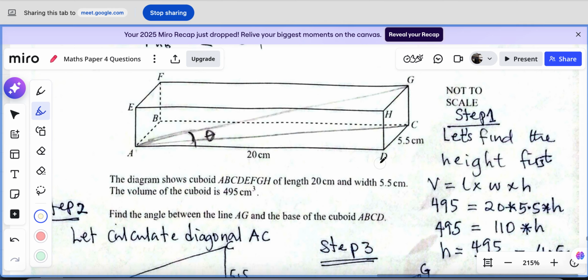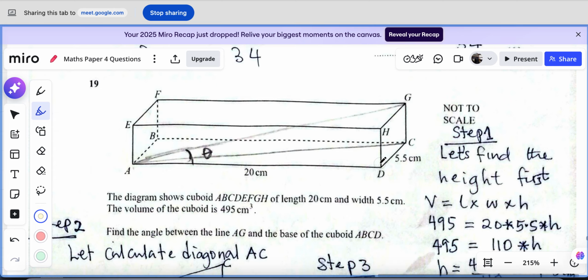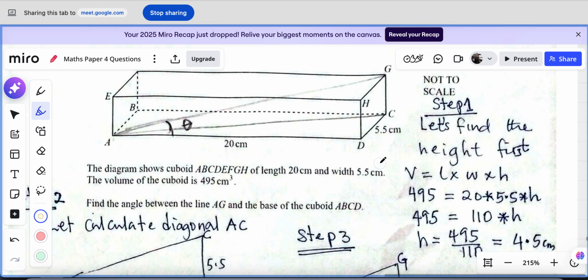Here we've laid down some steps. It says the diagram shows cuboid ABCDEFGH, of length 20 centimeters. So you can see the length 20 centimeters, and width 5.5 centimeters. See the width of this cuboid, 5.5 centimeters. The volume of the cuboid is 495 centimeter cube.